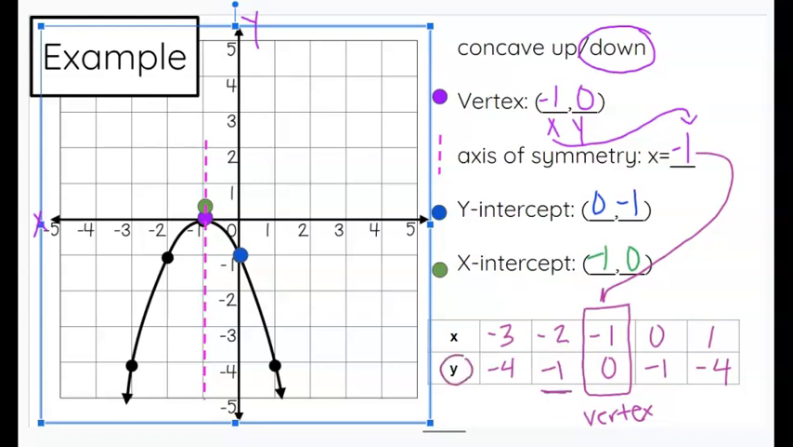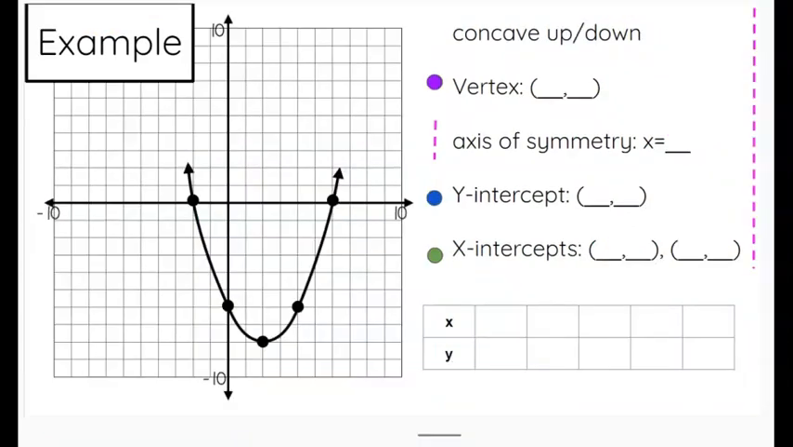So if you see -1 is the y value over here, it's also the y value over here. And then that same thing happens with the -4. It's the y value over here and the y value over here. So you are going to see that symmetry feature, and I'd like you to pay attention to that as you complete your practice today, because that's going to be something that we're going to use as we move forward. So I just kind of want you to pay attention to it and kind of notice how it works.